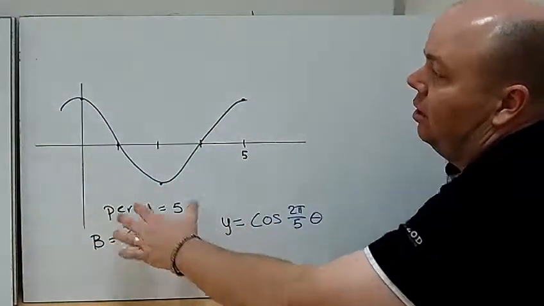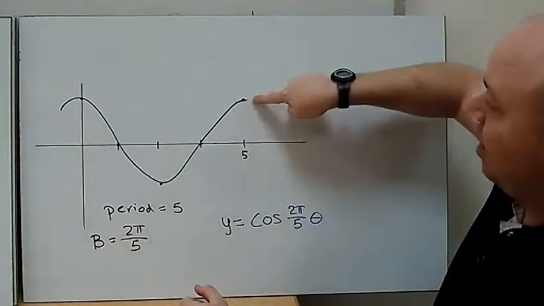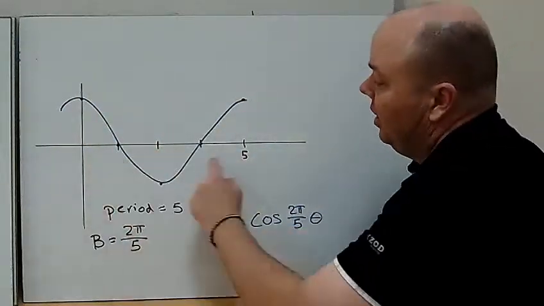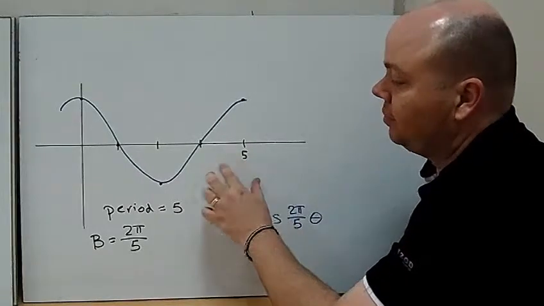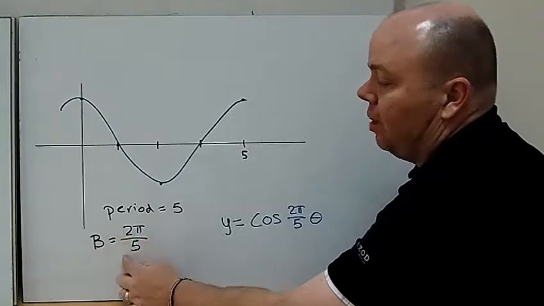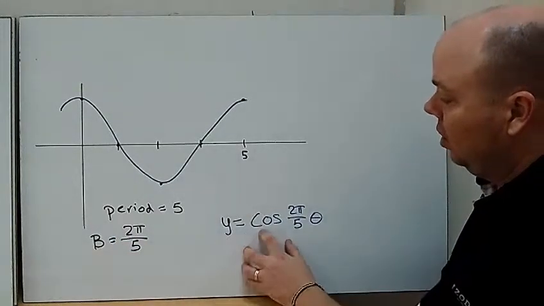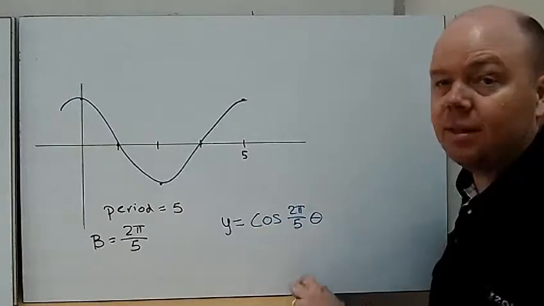Cosine graph. Okay, this is the cosine because it starts at the peak and goes down and then back up and finishes at the peak again. So this is the cosine graph. Its period is 5 units, 5 radians. Okay? So the period is equal to 5. That means b is equal to 2 pi over 5. Okay? So my function would be y is equal to 2 cosine of 2 pi over 5 times theta.